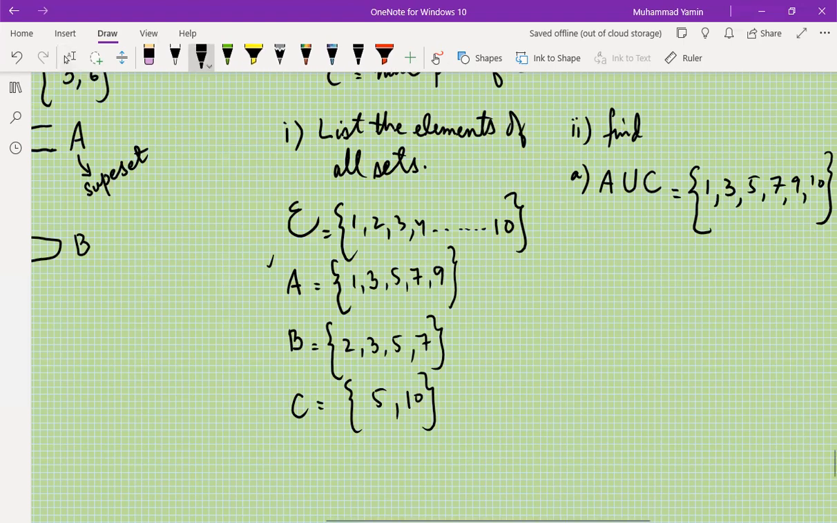If suppose they would have asked n of A union C, it means after doing this, we have to count 1, 2, 3, 4, 5, 6, and we'll write 6 here.